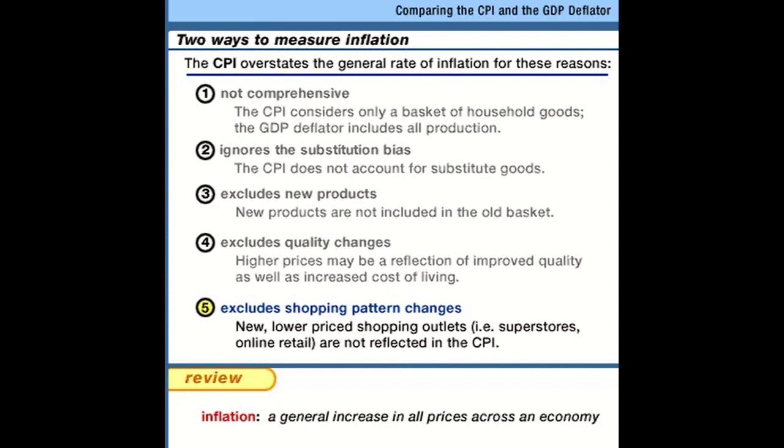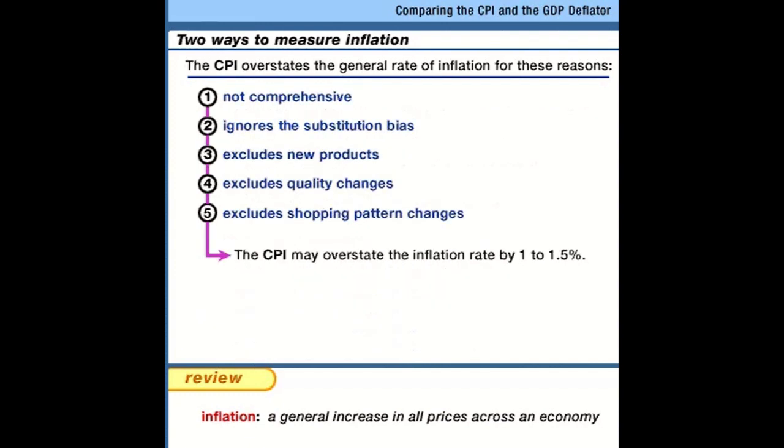So, the Consumer Price Index, as measured by the price of this particular bundle of goods and services, may overstate inflation. And some researchers say that the actual degree of overstatement may be as much as 1 percentage point to 1.5 percentage points. That is, if the measured inflation rate is 3%, it may be that the cost of living is actually only rising by about 1.5 or 2% a year. The Consumer Price Index tends to overstate because of the substitution bias, the neglect of new products, the neglect of quality improvements, and the neglect of changing shopping opportunities.